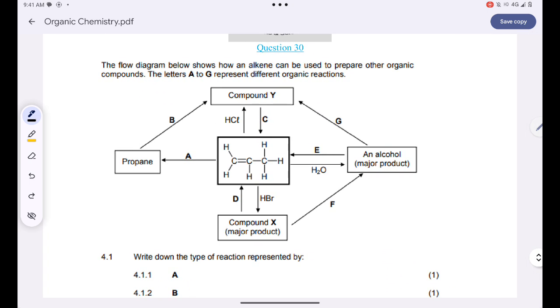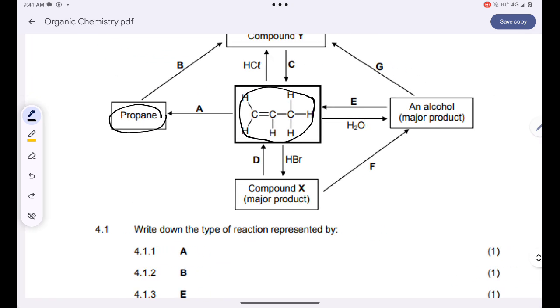We are moving from an alkene, which is propene, to form a propane. That means we are dealing with an addition reaction. Addition reaction, right? And the type of addition reaction is called hydrogenation.